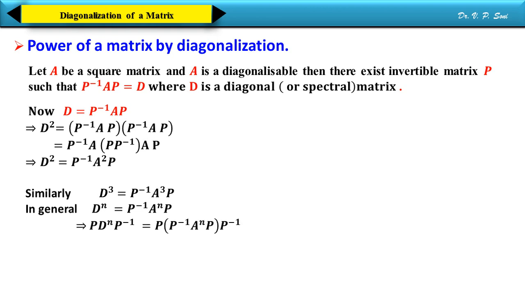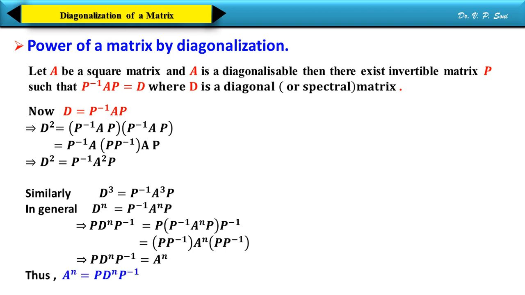P D raised to n into P inverse equal to P into P inverse A raised to n P into P inverse equal to P inverse into A raised to n into P inverse. This implies P D raised to n P inverse equal to A raised to n. Thus, A raised to n equal to P D raised to n P inverse.